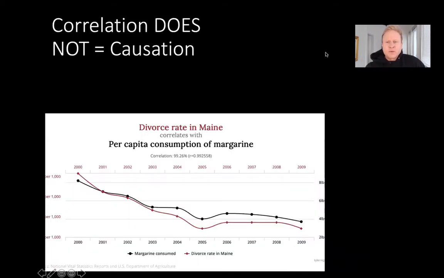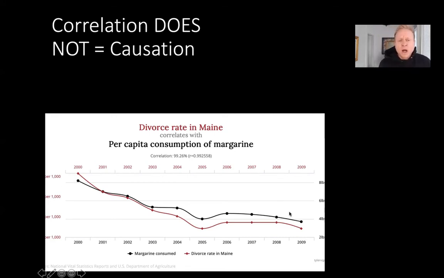Now, one thing to be really clear about is correlation. Just because two things are correlated doesn't mean that one causes the other. So for example, if you look at this graph, the divorce rate in Maine, which is the red line, from 2000 all the way to 2009, has pretty much gone down from 2000 to 2005 and then kind of steadied out from 2005 to 2009. However, interestingly enough, the per capita consumption of margarine is pretty much the same.